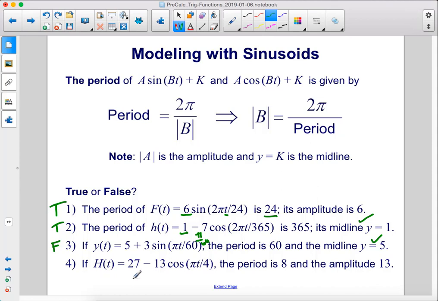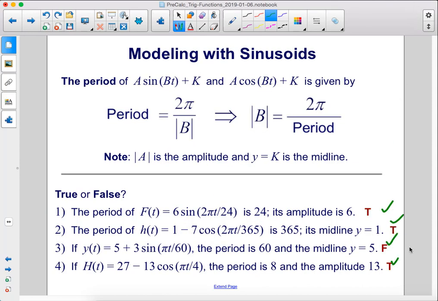If h of t equals 27 minus 13 cosine pi t over 4, the period is 8 and the amplitude is 13. The amplitude is 13 because that's our A value multiplied out front of the cosine function. And the period is going to be 2 pi divided by b, which is 2 pi times 1 over b. b here is pi over 4, so we multiply by 4 over pi. Pi's cancel, period is 8. 4 is true. True, true, false, and true.